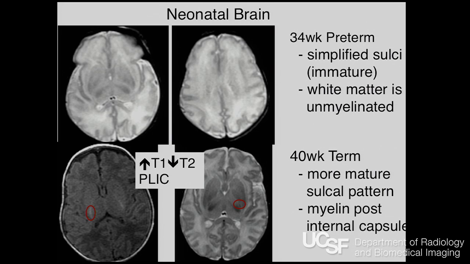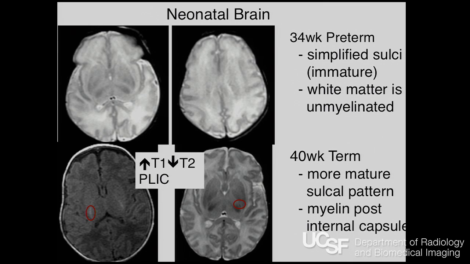The other thing just to comment on about the deep gray nuclei is that the deep gray nuclei at term are relatively iso-intense to the cortex on both T1 and T2 weighted images. The exception to that being the thalamus, and the thalamus is a bit heterogeneous, especially on the T2 weighted images, where the ventral and lateral nucleus of the thalamus is typically more hypo-intense. Now, I mention that because it's really important not to mistake that normal hypointensity in the ventrolateral nucleus of the thalamus for myelin in the posterior limb of the internal capsule.